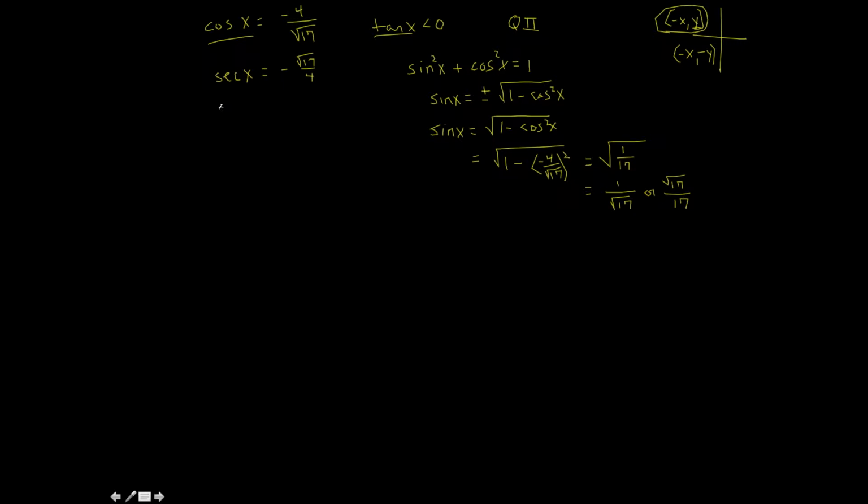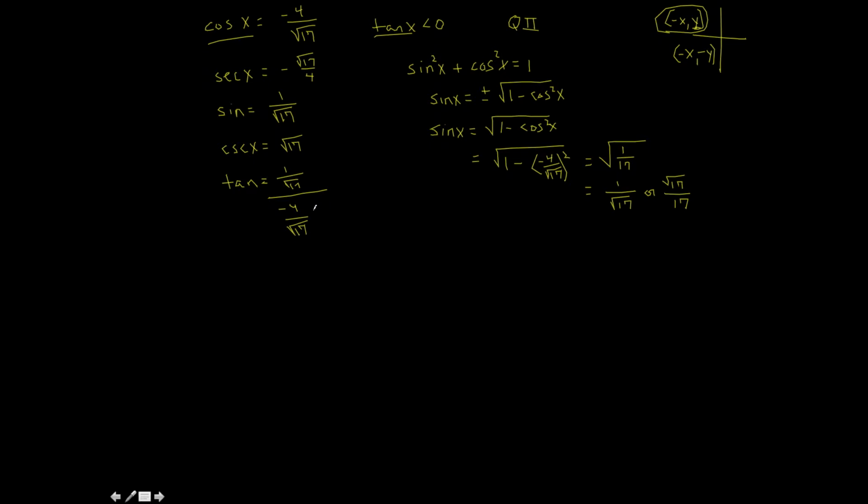So we know that sine now is 1 over the square root of 17. Well, because of that, we know what cosecant is. That's the square root of 17 over 1, which is just the square root of 17. Now, because we know sine and cosine now, we can find tangent. Tangent, remember, is sine over cosine. So that's 1 over the square root of 17 divided by negative 4 over the square root of 17.